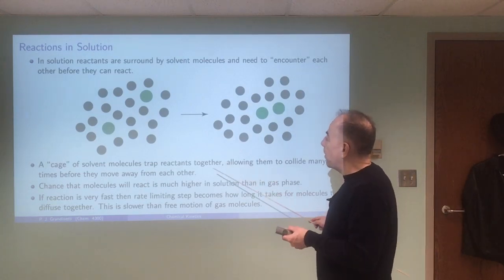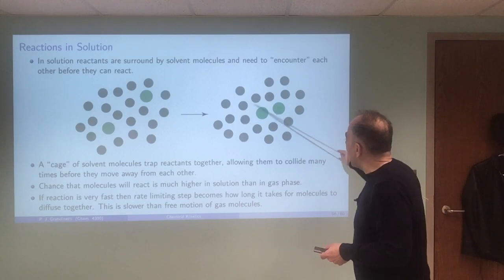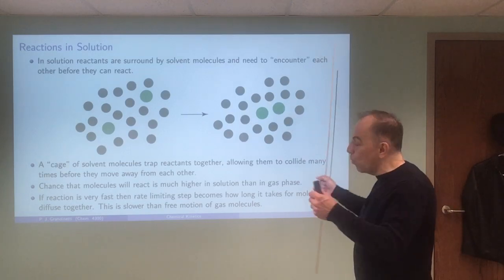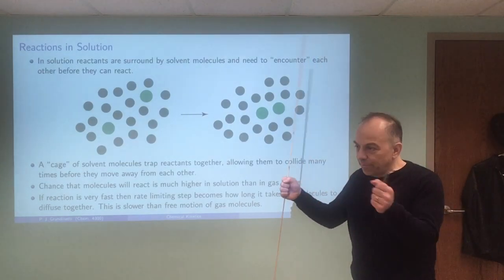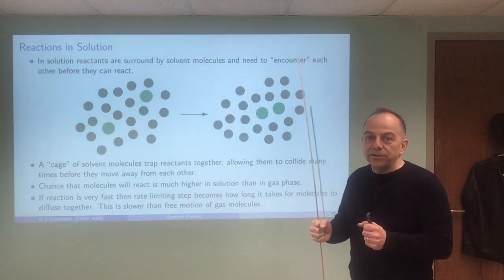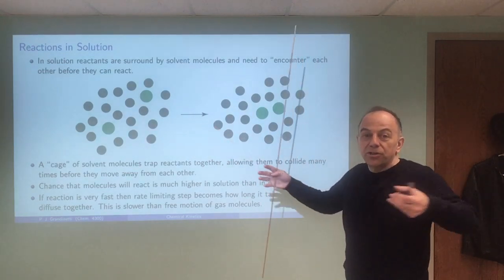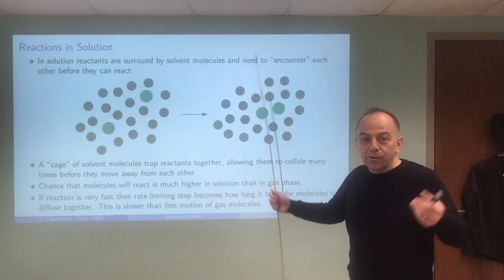Now, what these solvent molecules do is they can create a sort of a cage, a sort of a trap that allows the molecules, once they finally meet, to bang into each other many times, and that increases the likelihood that they're going to react, compared to the opposite case where there is no liquid solvent around and they're all in the gas phase.